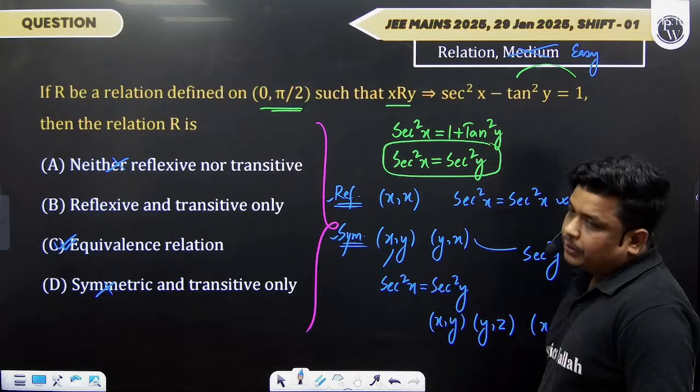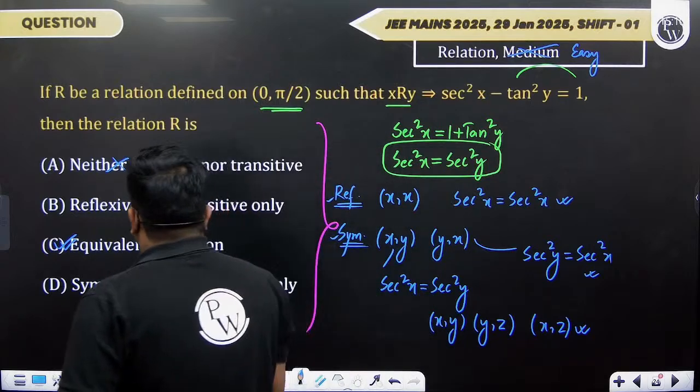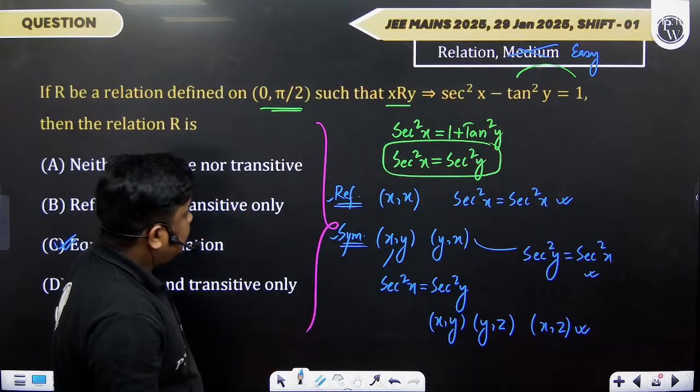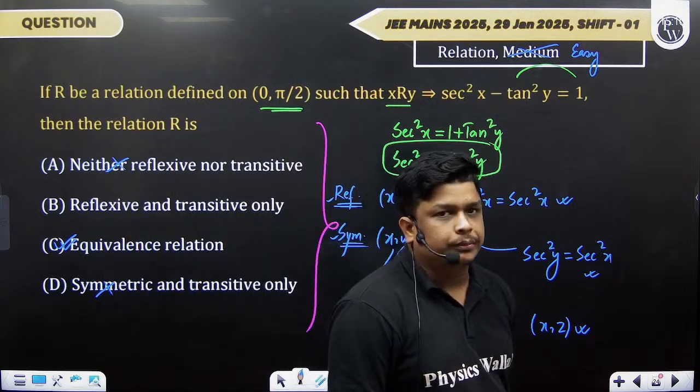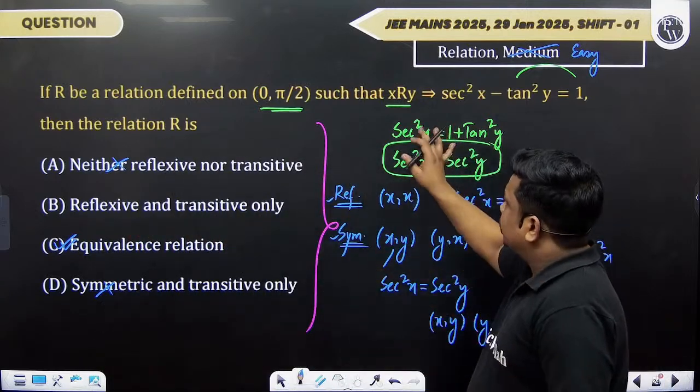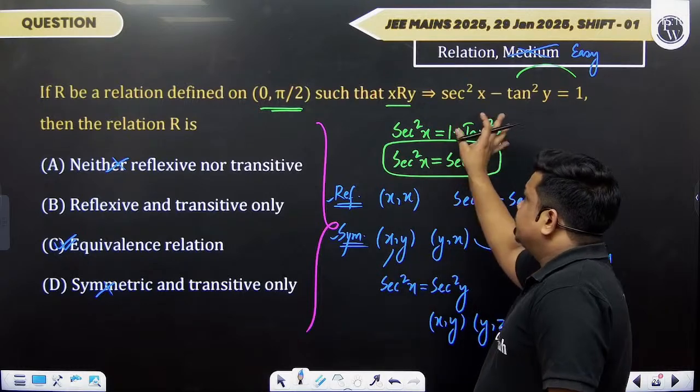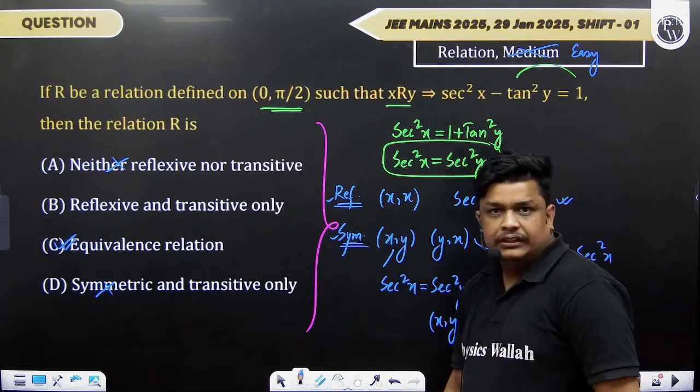Very easy question, where we can also eliminate options by looking only at the reflexive relation. We can eliminate one or two options. And this question's language is also not very difficult. In fact, the question is very similar to questions which we have seen in our textbooks.